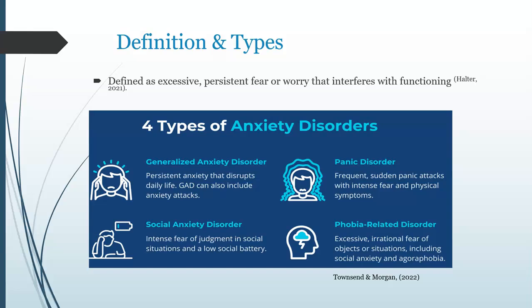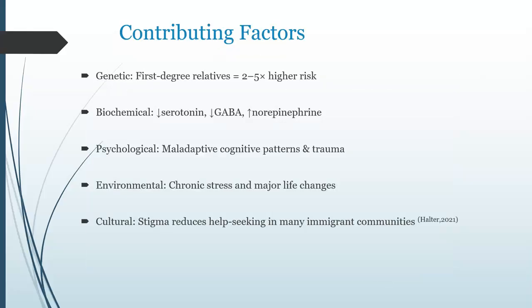Moving on to the next slide, let's see what factors can cause anxiety. Anxiety is influenced by many factors. Genetics. Genetics play a major role. People with a first-degree relative who has anxiety are up to 5 times more likely to develop it. Biochemical factors, which include low serotonin and GABA and higher norepinephrine levels.